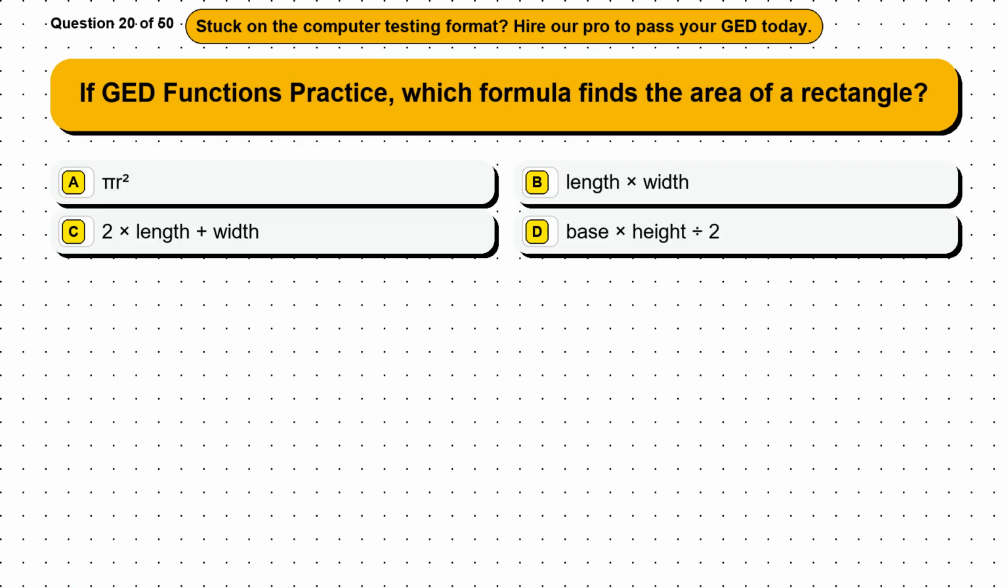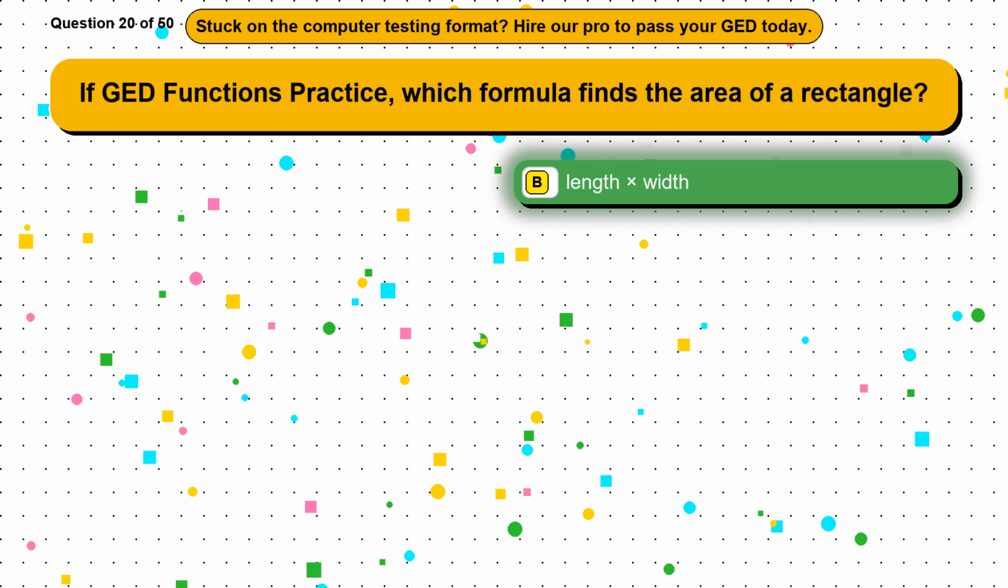Question 20. If GED functions practice, which formula finds the area of a rectangle? Option A, pi r superscript 2. Option B, length times width. Option C, 2 times length plus width. Option D, base times height divided by 2. The correct answer is option B, length times width.